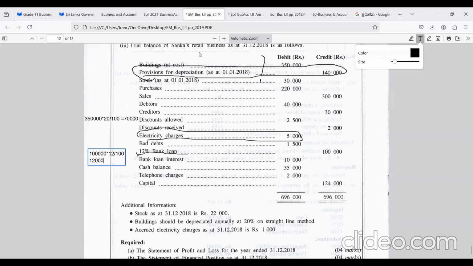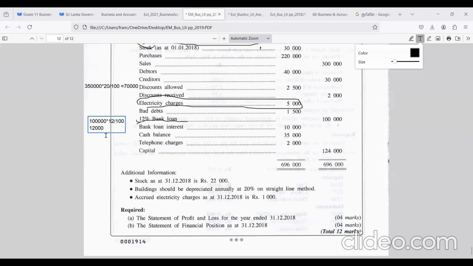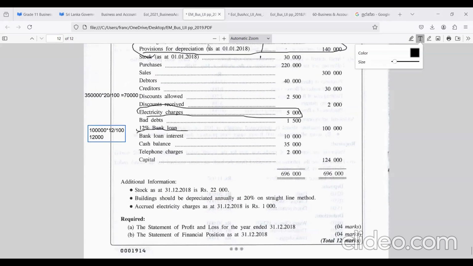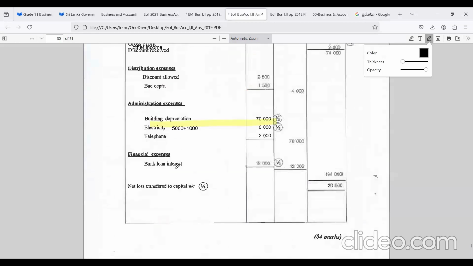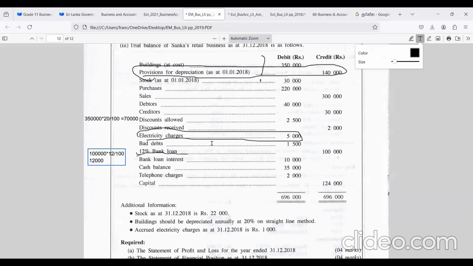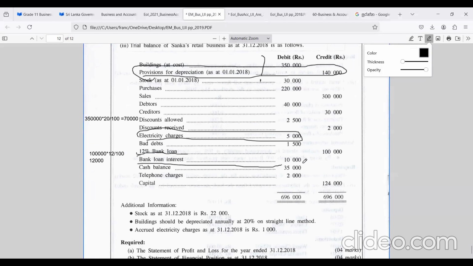Where to record? Bank loan interest is finance expense. So this 12,000 should be recorded under financial expenses. See here, 12,000. You might have a doubt. Look here, in the trial balance also there is bank loan interest 10,000. What to do with this?